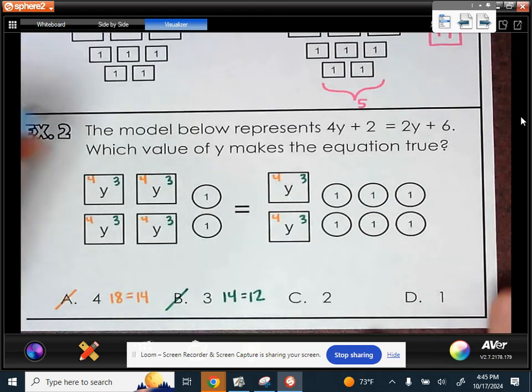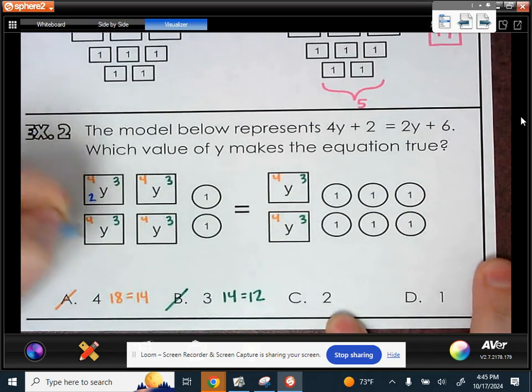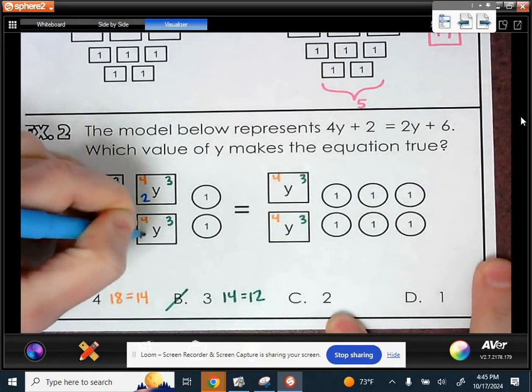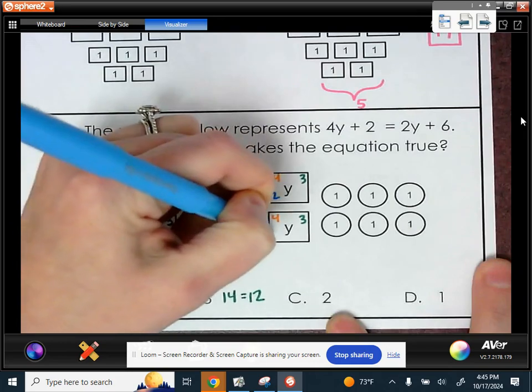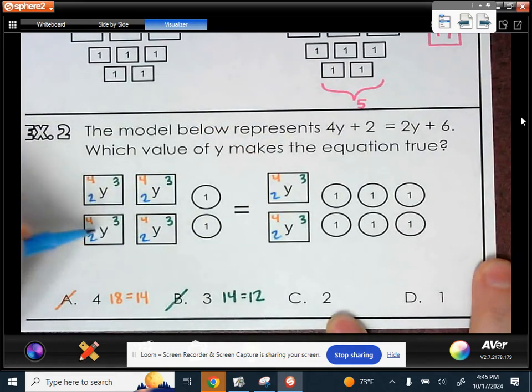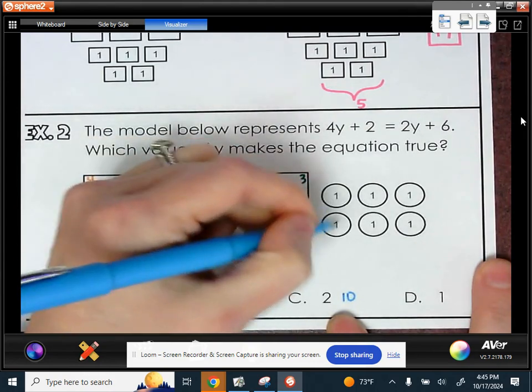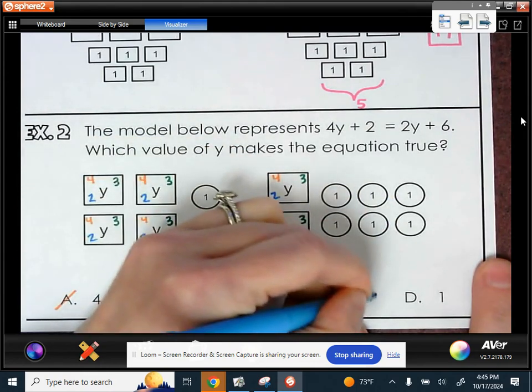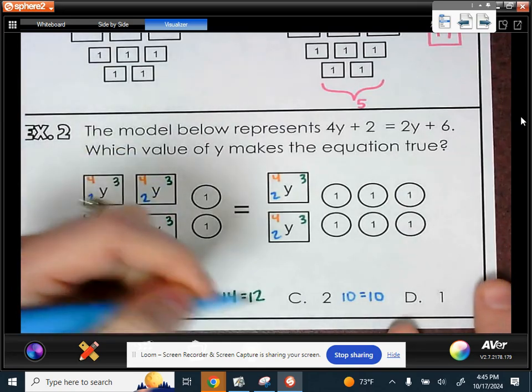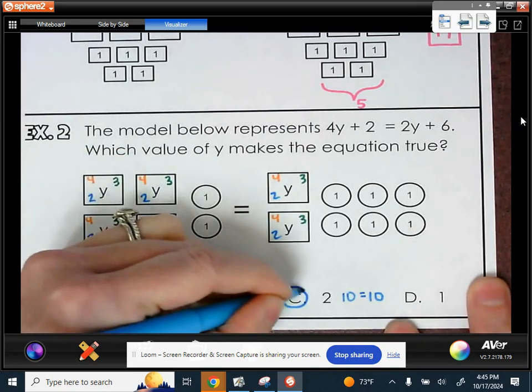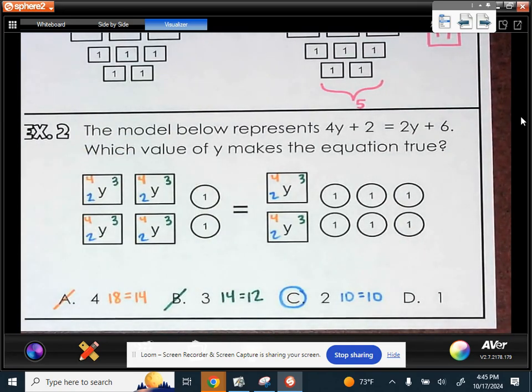C says that y is 2. So I'm going to plug in a 2 everywhere where I see a y. 2, 4, 6, 8, 9, 10. 2, 4, 5, 6, 7, 8, 9, 10. Okay, 10 does equal 10. That sounds good, so I think that's my answer. But we always want to try every answer choice. Don't just assume that your answer is right.